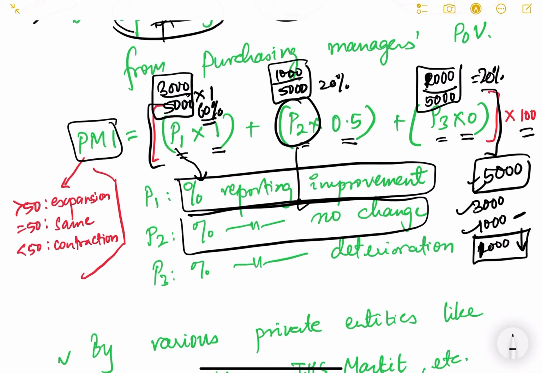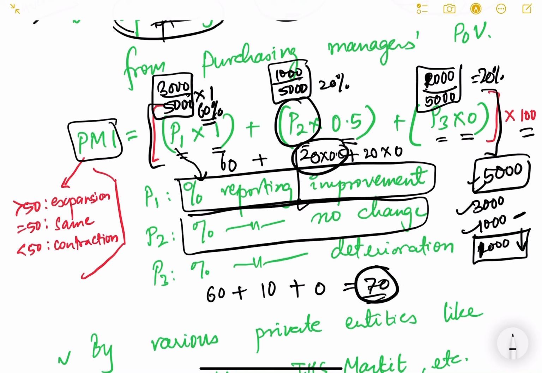Now you find out. So 60% multiplied by 1 is 60. Plus this is 20, plus 20 multiplied by 0.5, plus 20 multiplied by 0. So 60 multiplied by 1 remains 60, plus 20 into 0.5 is 10, plus this is 0. So this is equal to 70. Basically we see that the purchasing manager index is 70 here.